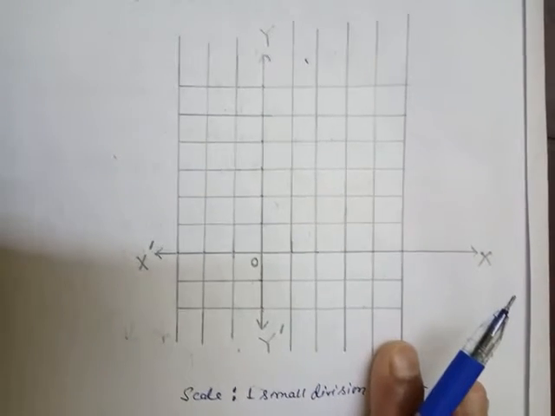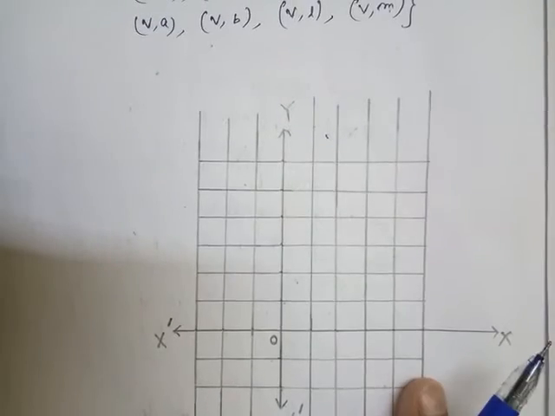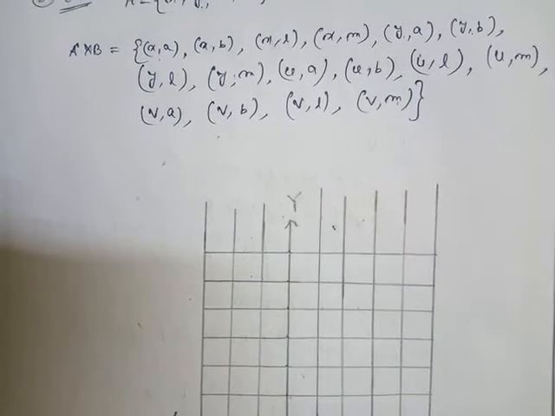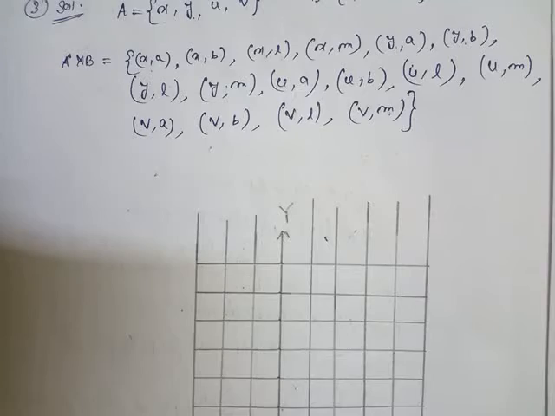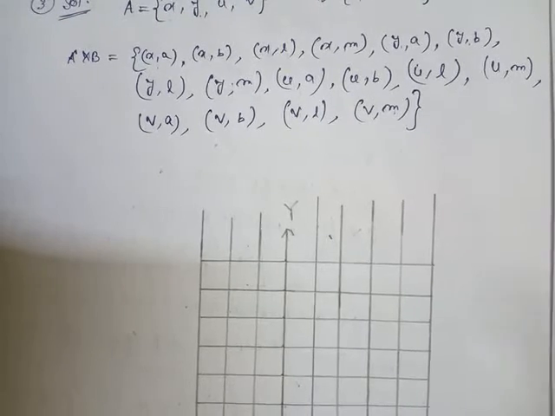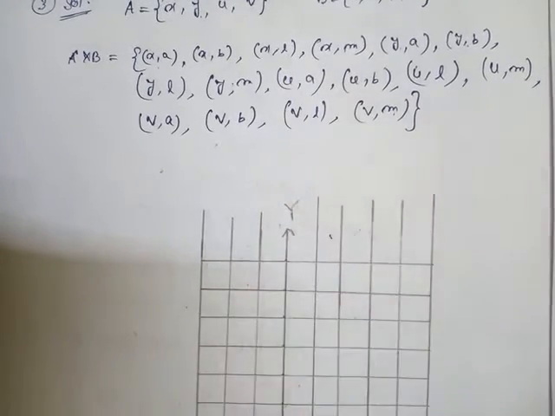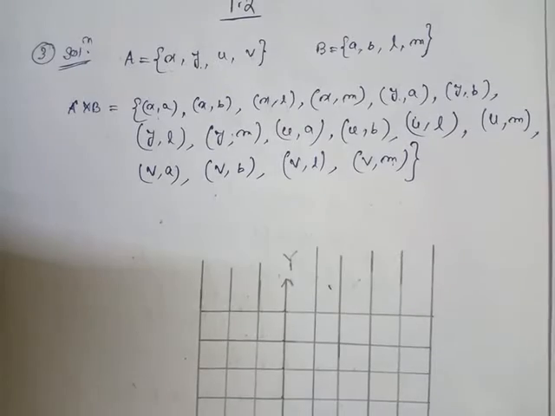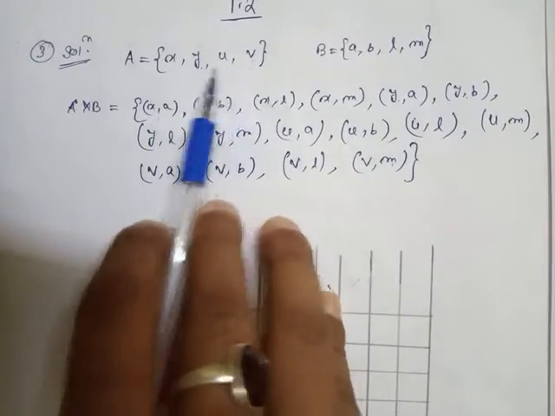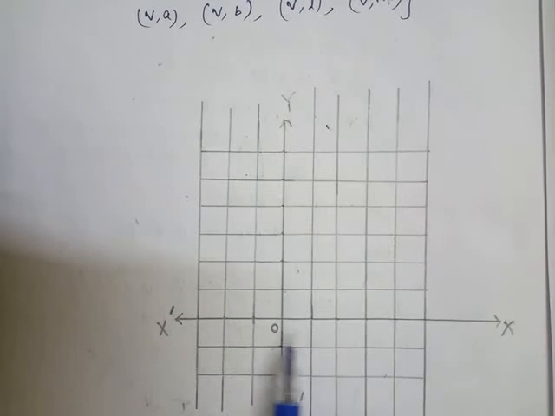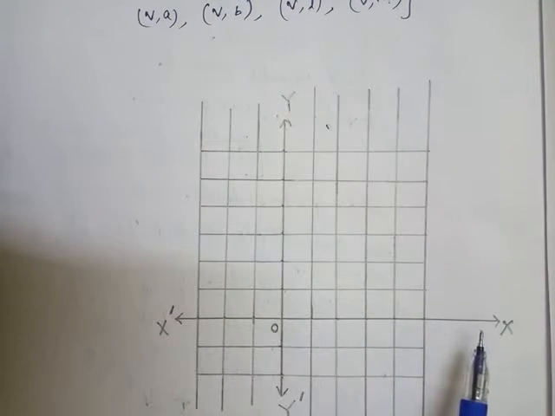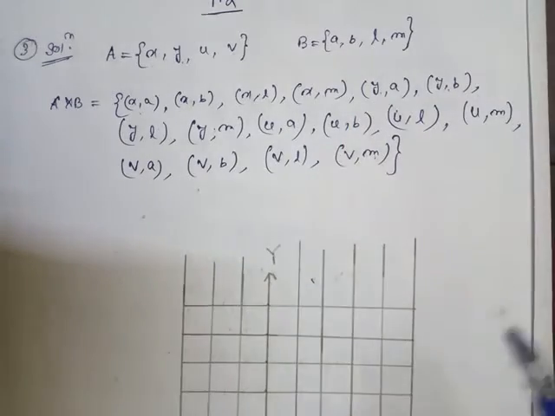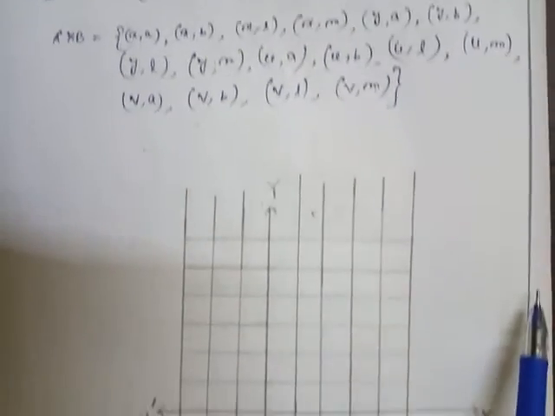Now here I want to put all the elements which I have mentioned in A product B. First are xa, xb, xl, xm, and ya, yb, yl, ym. All these elements I want to put here now. Now look students, the elements of A I will put on the x-axis, and the elements of B I will put on the y-axis.